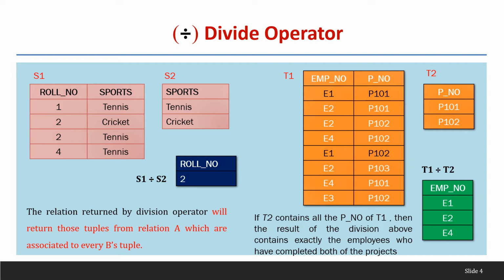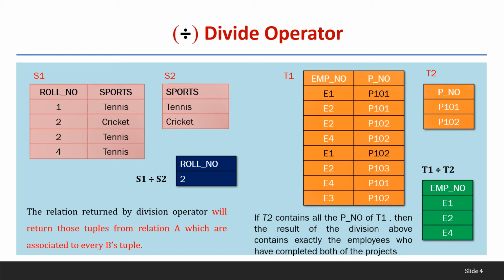Then we are checking cricket. Cricket is associated with only the roll number 2. So we will be returning only those tuples from the relation which are associated to every B's tuple. That means roll number 2 is associated to both tennis and cricket, so only roll number 2 will be returned. So we'll be returning only those tuples from relation S1 which are associated to every S2's tuple. Roll number 2 is associated to tennis as well as cricket, so only that row will be returned.